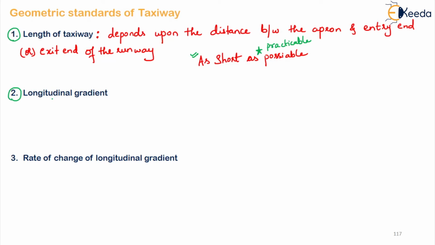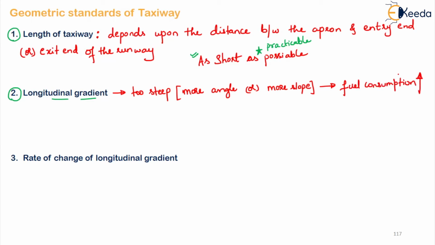The next one is your longitudinal gradient. Normally if your longitudinal gradient is too steep, steep means too much slope, more angle you can say, in this case your fuel consumption will be very high. So we have to make sure that we keep a nominal longitudinal gradient, not too heavy or huge, or not too low or less. The standards according to ICAO for your longitudinal gradient are as follows.